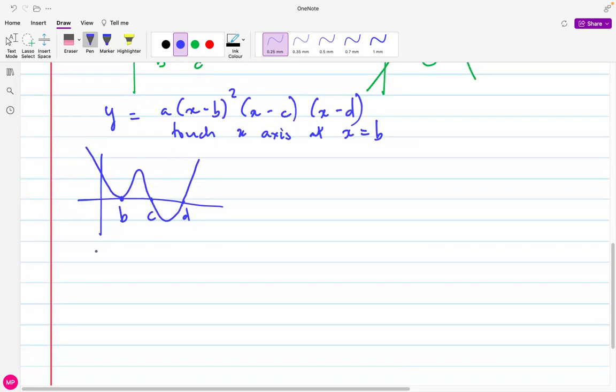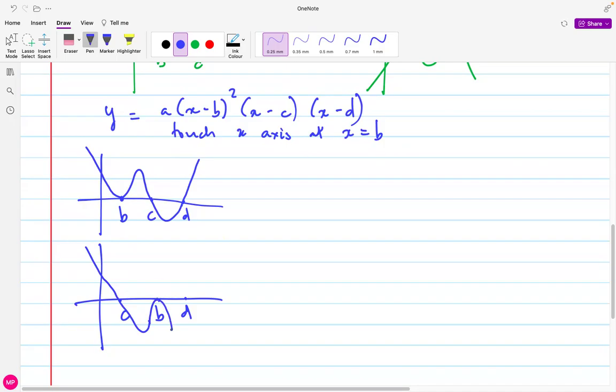However, if I have C here, B now becomes here, and C, D here. I start from the top, then I go to C and cut through, then I go to B, and at B, I need to form a parabola. So I'm going to back down straight away, and you can see it touches here. Then I go to D, and at D, I just cut through.